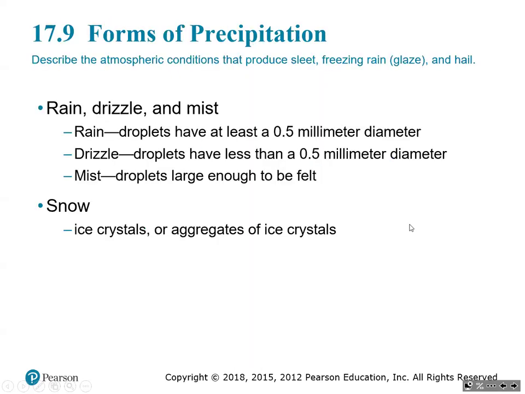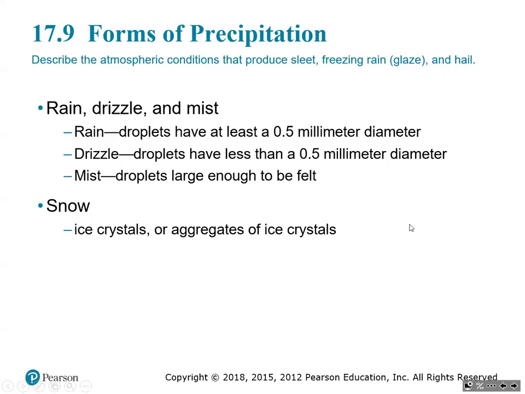So the forms of precipitation that you can observe, in the way of just water falling on your head, you could have rain, where droplets have at least 0.5 millimeters in diameter. These are raindrops. They're of substantial size. Then you have drizzle, where the droplets are less than 0.5 millimeters in diameter. And lastly, you have mist, where the droplets are just big enough to be felt.